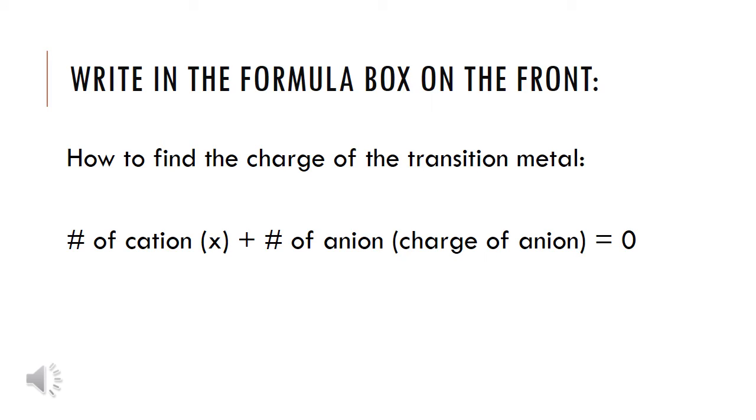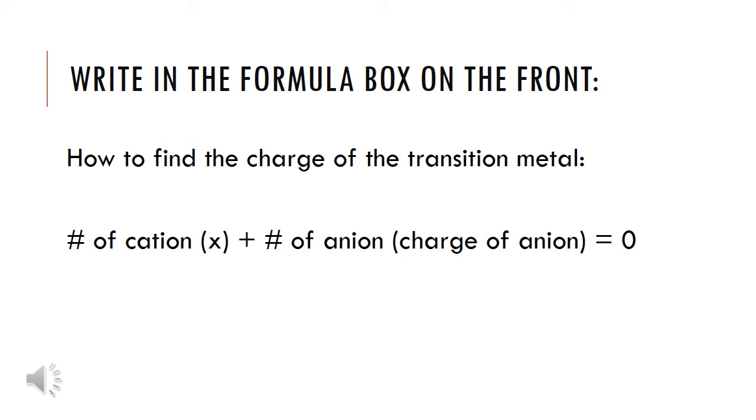On the front of your video notes guide, there's a formula box. This is what I want you to write in that box: how to find the charge of the transition metal. It's really easy when we go from the name to the formula, because the name tells us the charge. But if we're given the formula and we need to write the name, we need to figure out what Roman numeral to use.